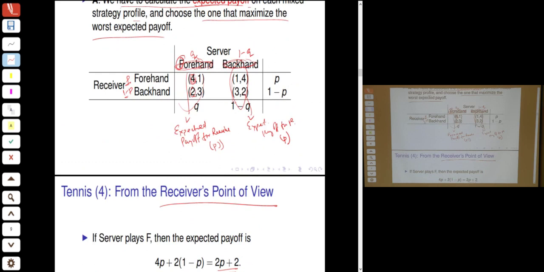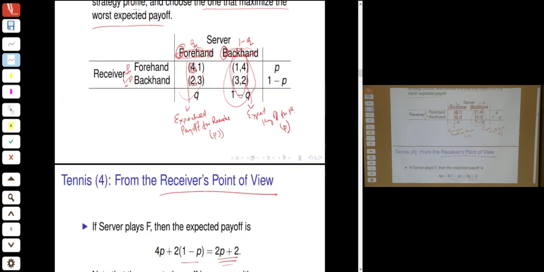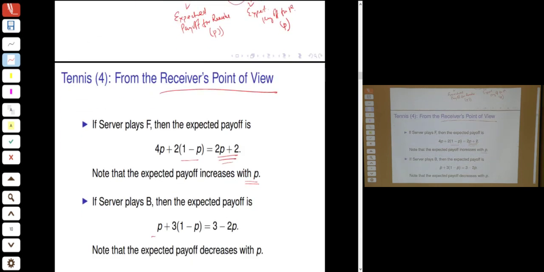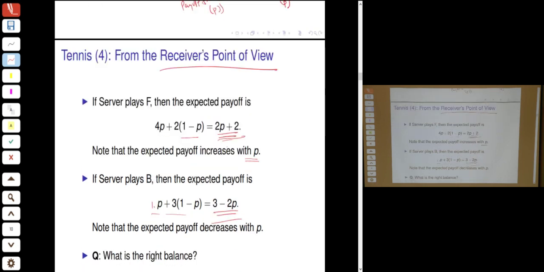Now let us consider the case when the server plays backhand, so we are in this column. Again, the payoff is 1 with probability P and 3 with probability 1 minus P. So the expected payoff is 1 times P plus 3 times 1 minus P, so 3 minus 2P. Notice that in both columns the expected payoff depends on P, because we have to choose P, the best value of P. So naturally the expected payoff will depend on P.